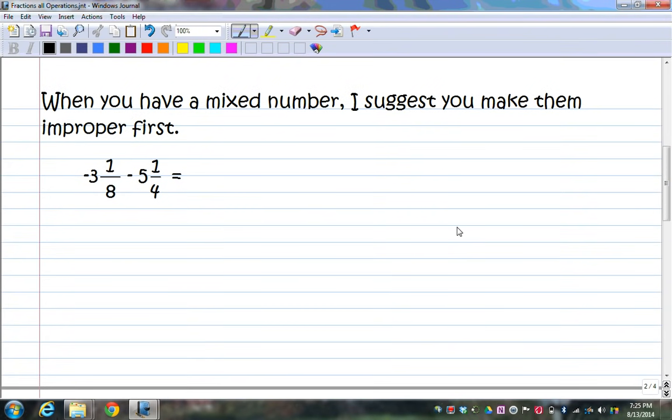When you have mixed numbers, again, I suggest that you make them improper first. If these problems look familiar, it's because these are the exact same ones I used for addition. I just changed them to subtraction and maybe threw in a couple more negatives so that you get the idea, okay? That's why I'm not spending a lot of time going over how to convert these either and come up with common denominators because we've already done it.